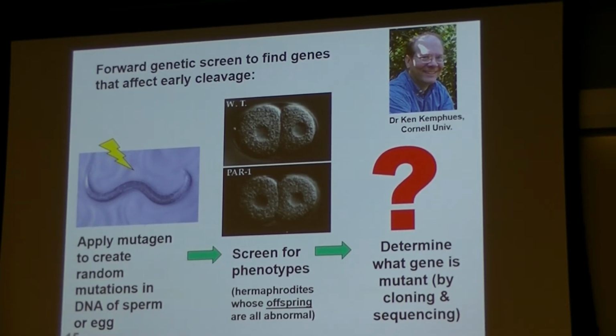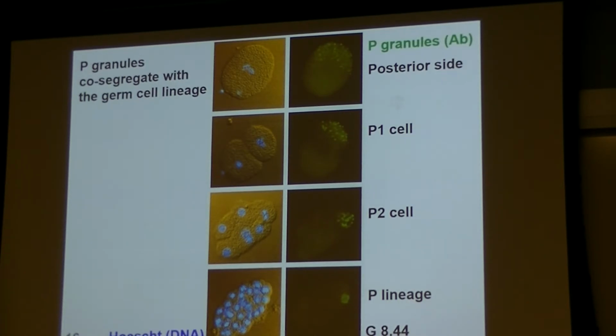So he did this, and he found a series of genes that we call the PAR mutants. And I'm going to tell you about those here in a second. But I want to introduce one other thing here, and these are actually protein-RNA complexes found in the early embryos that are called P granules.